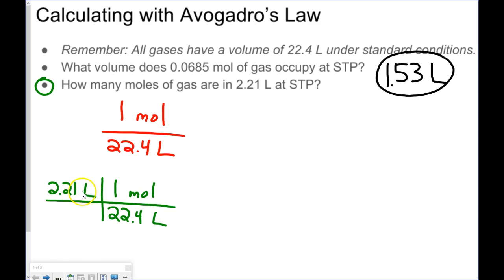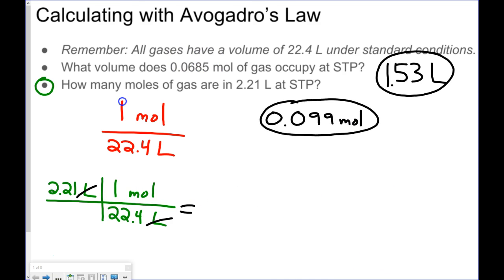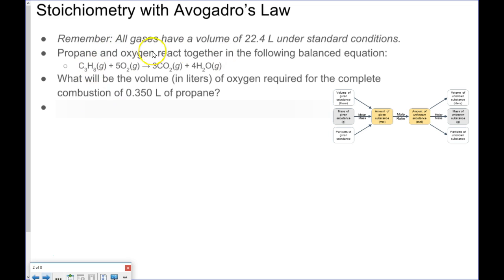I'm going to have liters on the bottom because I'm looking for how many moles. Liters will cancel out, leaving me with 0.099 moles of this particular gas at standard temperature and pressure. Remember, it only works for that. Okay, now I'm going to be taking this equation here.